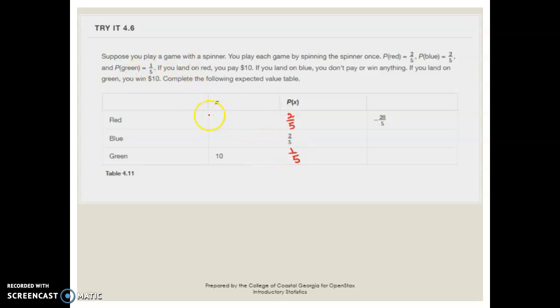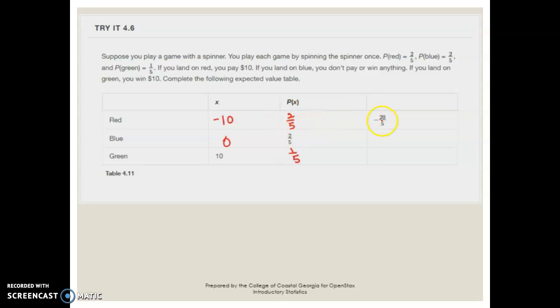If you land on red, you pay $10. If you land on blue, you don't pay or win anything. That's a 0. If you land on green, you win $10. Complete the following expected value table.